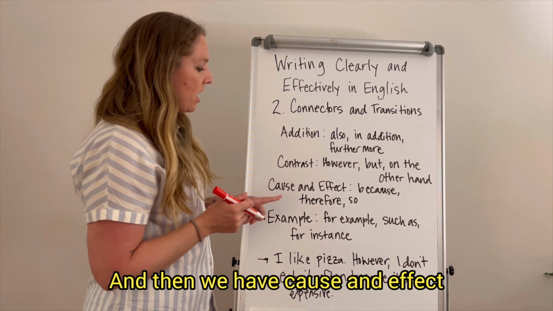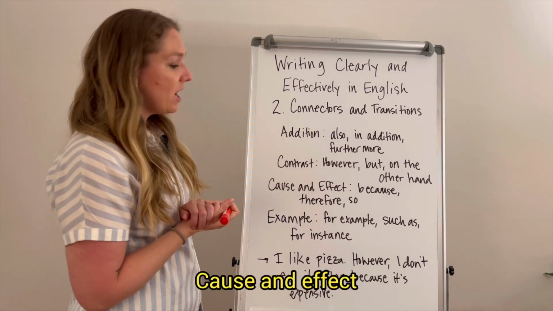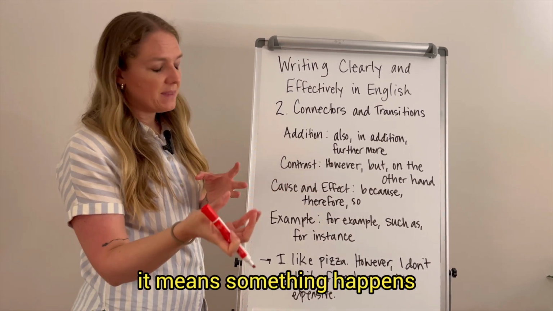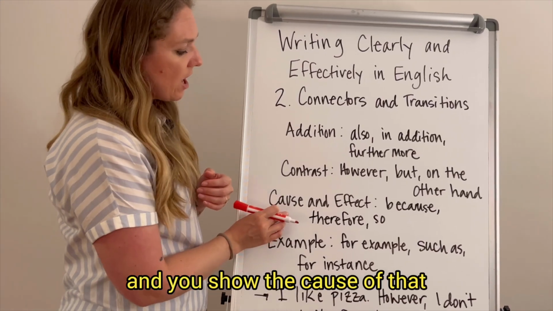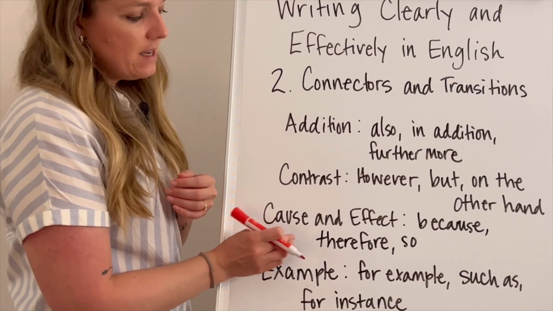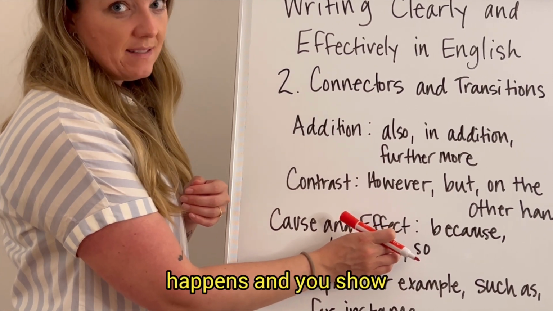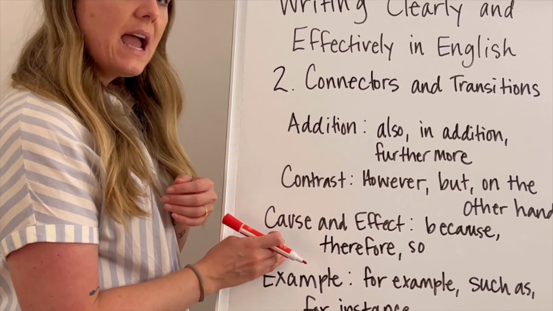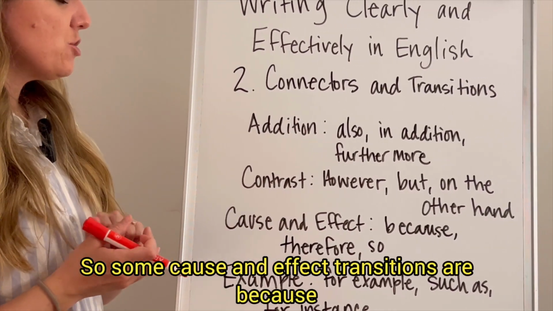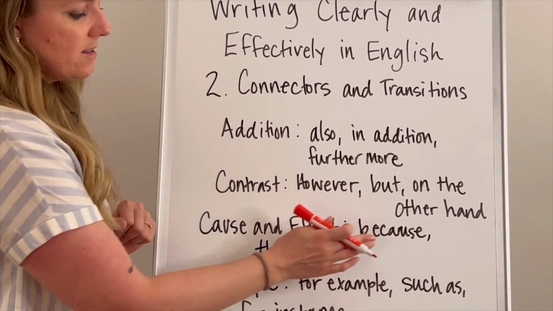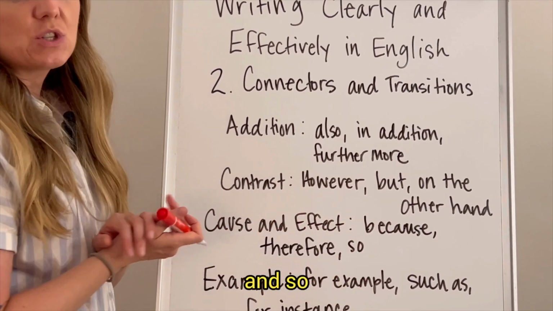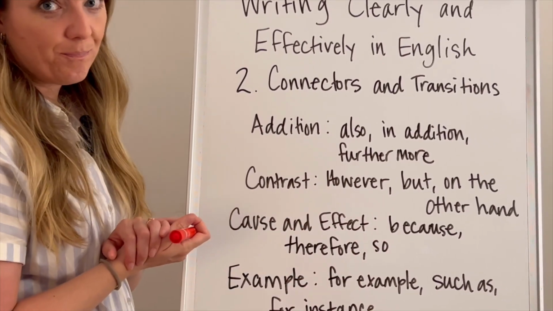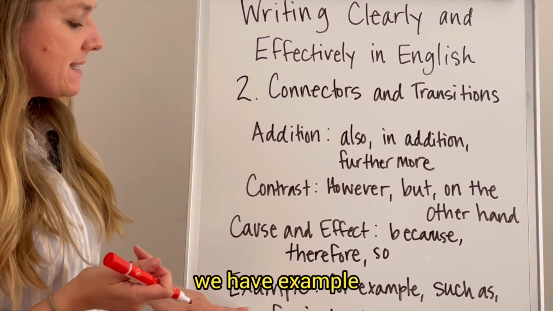And then we have cause and effect. When you have cause and effect, it means something, the effect, happens and you show how or why it happened, which is the cause. So some cause and effect transitions are because, therefore, and so. And then finally, we have example.